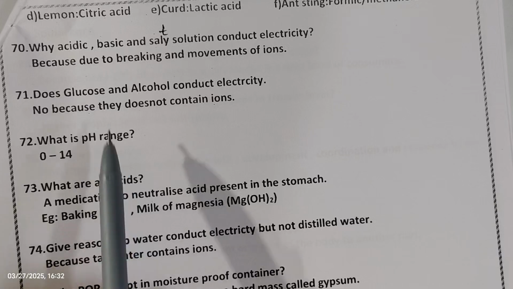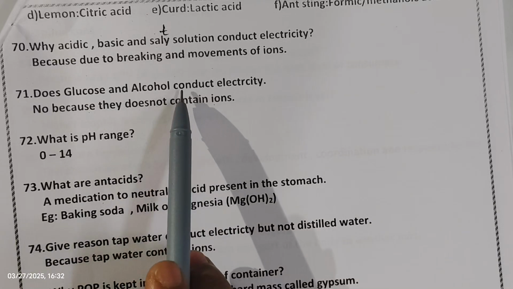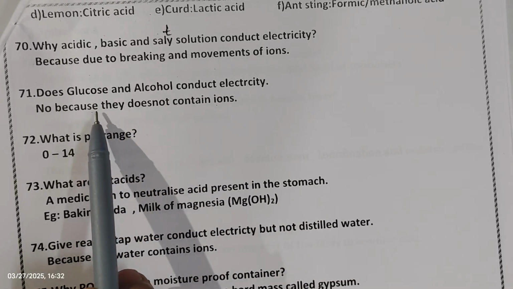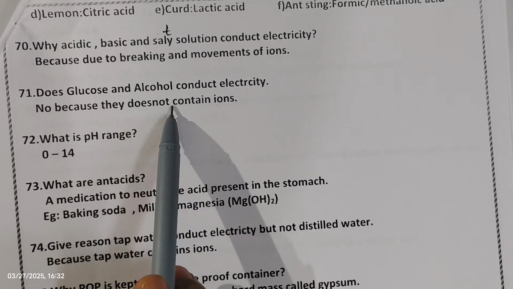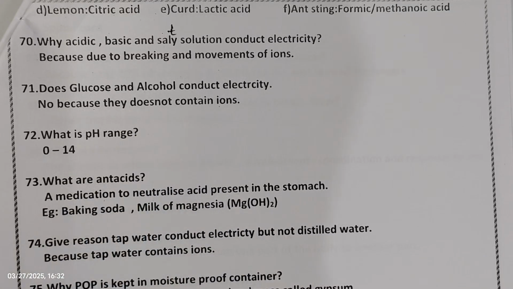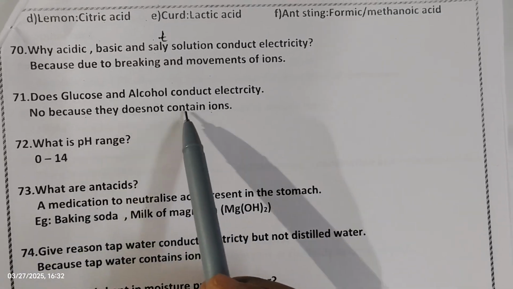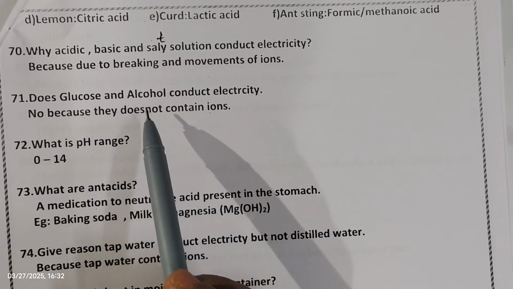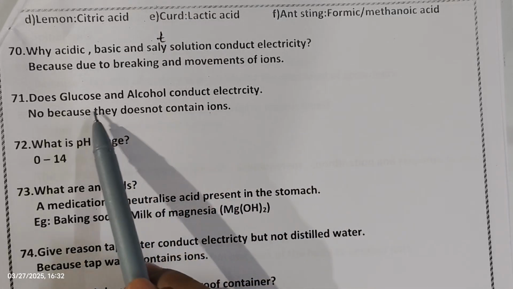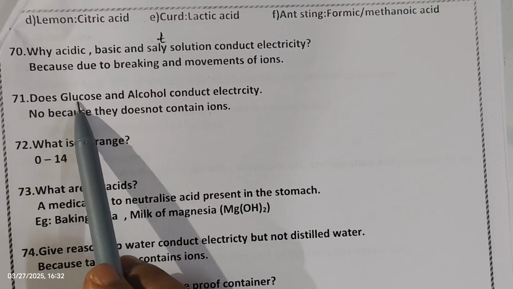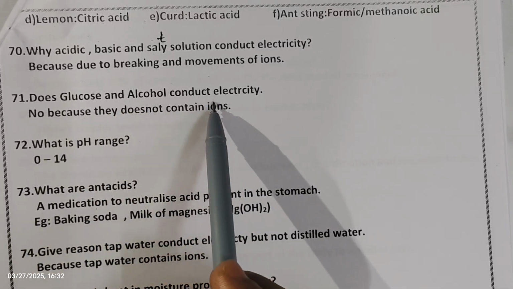Next, do glucose and alcohol conduct electricity? No. They do not conduct electricity because they do not contain any ions. Where there are ions, the movement of ions causes electricity. If no ions are there, they do not conduct electricity. So glucose and alcohol do not conduct electricity.